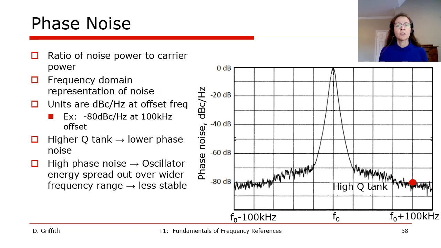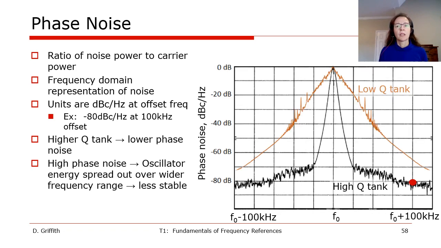Crystal oscillators can achieve quite low phase noise at the same time that they have a stable, accurate frequency due to the high Q resonator. Compare this to an oscillator with a low quality factor, such as an integrated oscillator, and you can see how much higher the noise can be in the example orange plot. So here the energy is spread out over a wider frequency range, meaning that it's less stable.